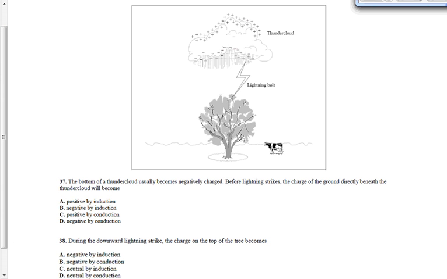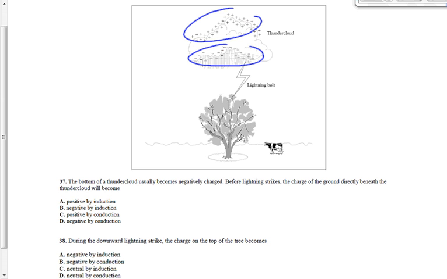Question number 37. Most of you said 37A, but there was still about 30% of you that said something different. It says, the bottom of the thundercloud usually becomes negatively charged. Before lightning strikes, the charge of the ground directly beneath the thundercloud will become what? Well, forget about the tree for a second. Forget about the lightning bolt. We've got a thundercloud up here that's got positives up here, and negatives right here. That's a separation of charge, right? This cloud is probably neutral, but through rubbing together of water droplets, whatever, the bottom of the cloud has become negative and the top has become positive, a separation of charge.